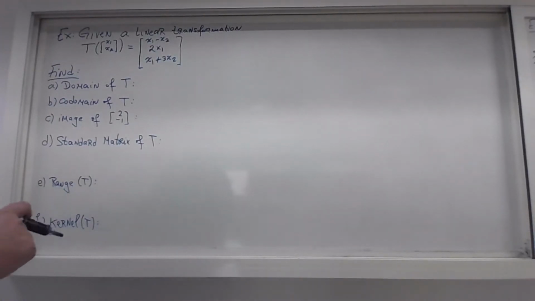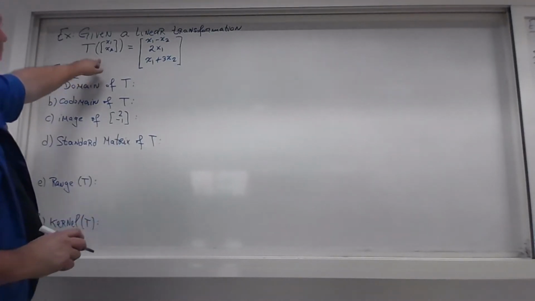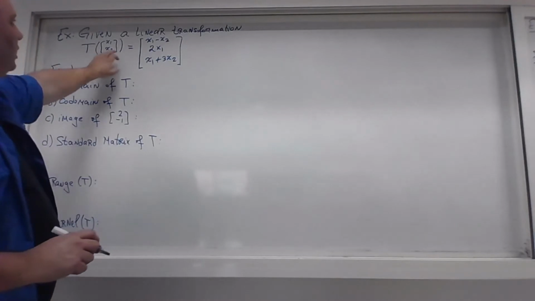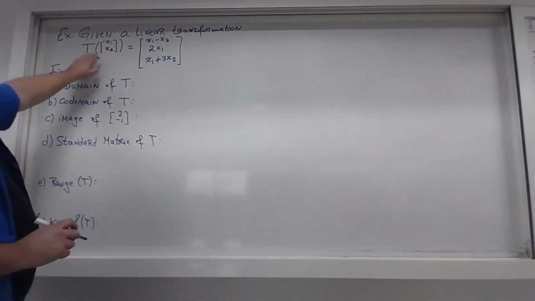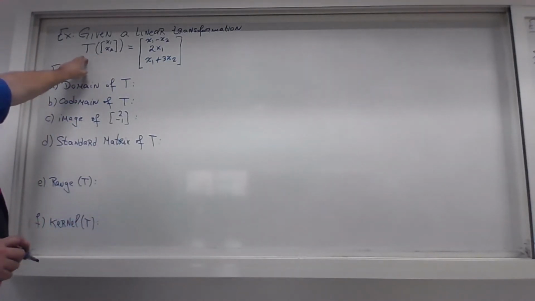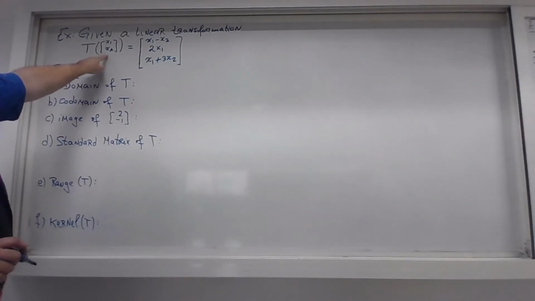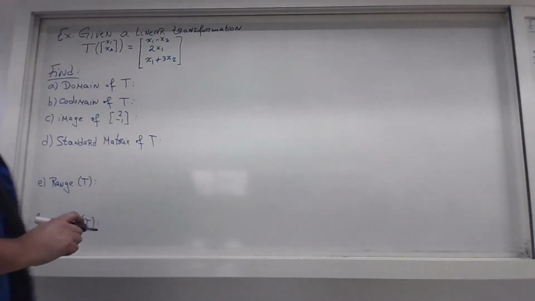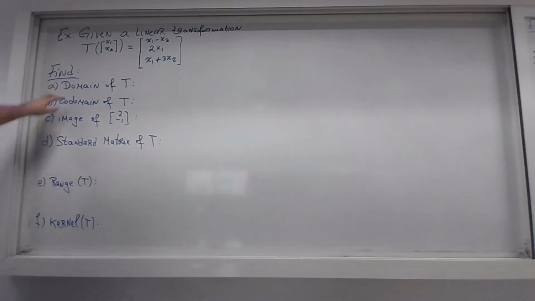Here we are solving some questions. So here we have a linear transformation that is given to us. So T acts on vectors from R2 and gives us vectors from R3. So the first question is, what's the domain of T?